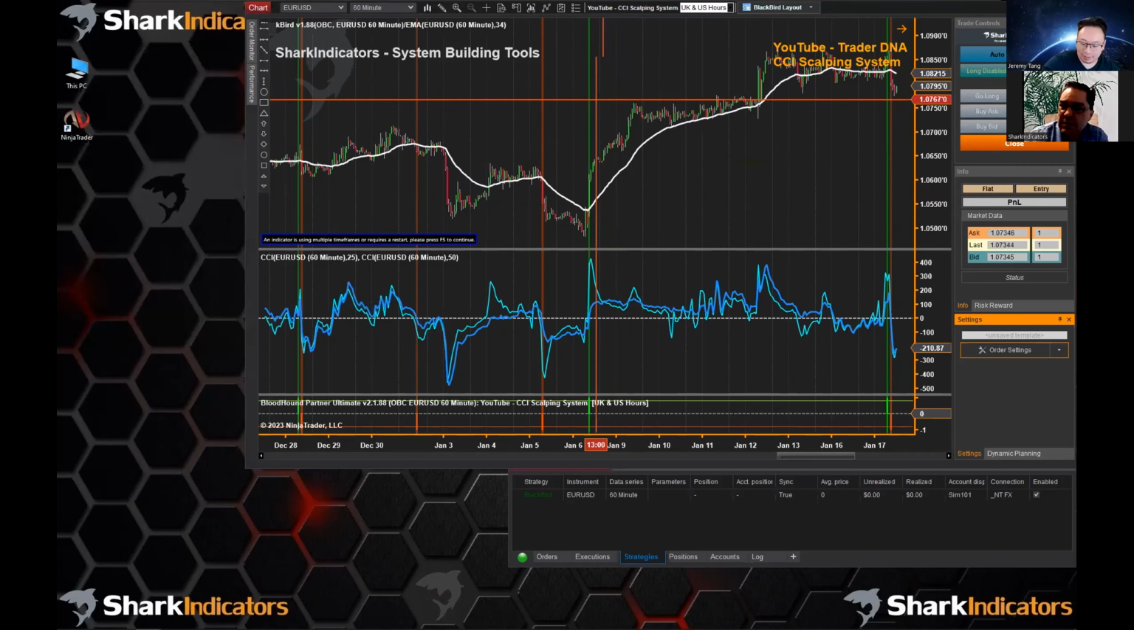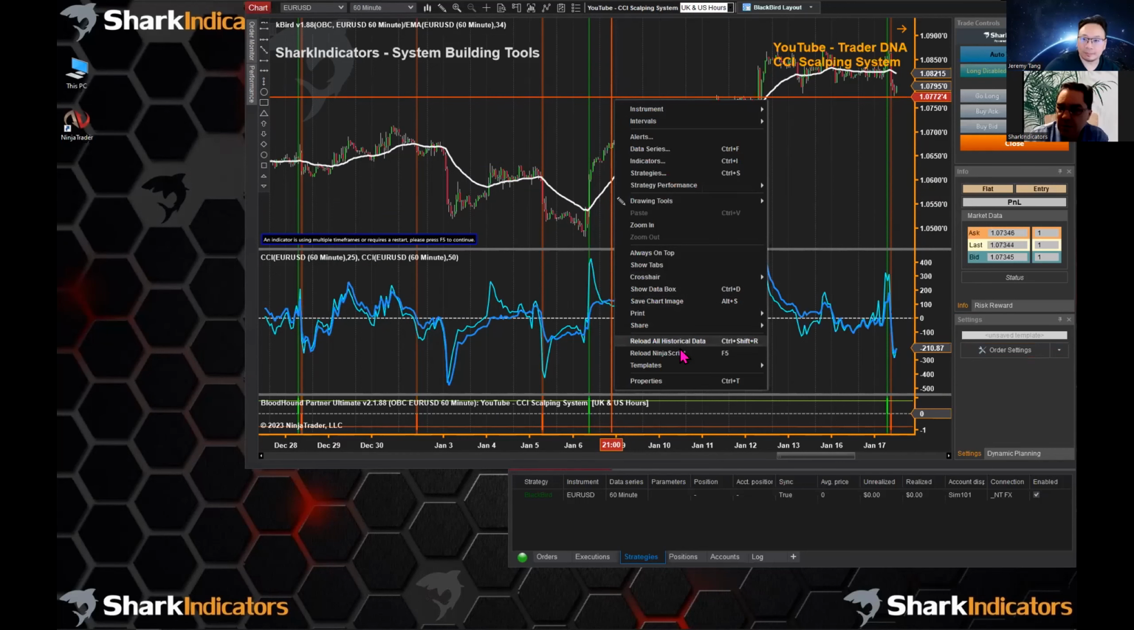All right, let's see some backtest results. The first thing you have to do is you always have to reload the chart to reinitialize the strategy so that the strategy can generate those new backtest results. So we're going to reload the chart.